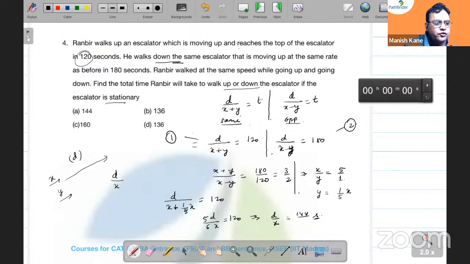I hope the solution is very clear. You could have solved it in another way also by considering that the three speeds, x plus y, x, and x minus y, are in arithmetic progression. So obviously their times taken must be in harmonic progression. So if you recognize this, you can easily apply the funda of HP and find out the answer. I'm not getting into that right now, but I hope the basic method is understood by all of you.